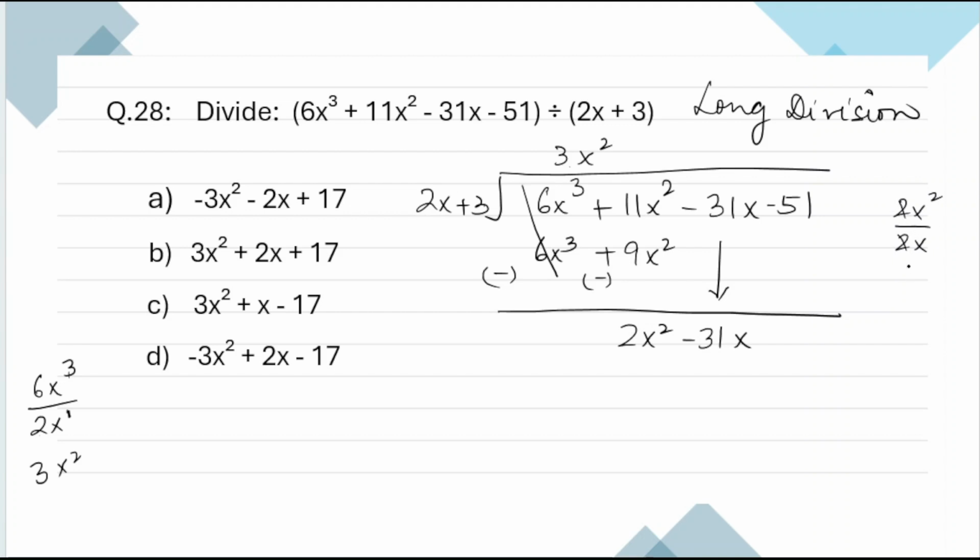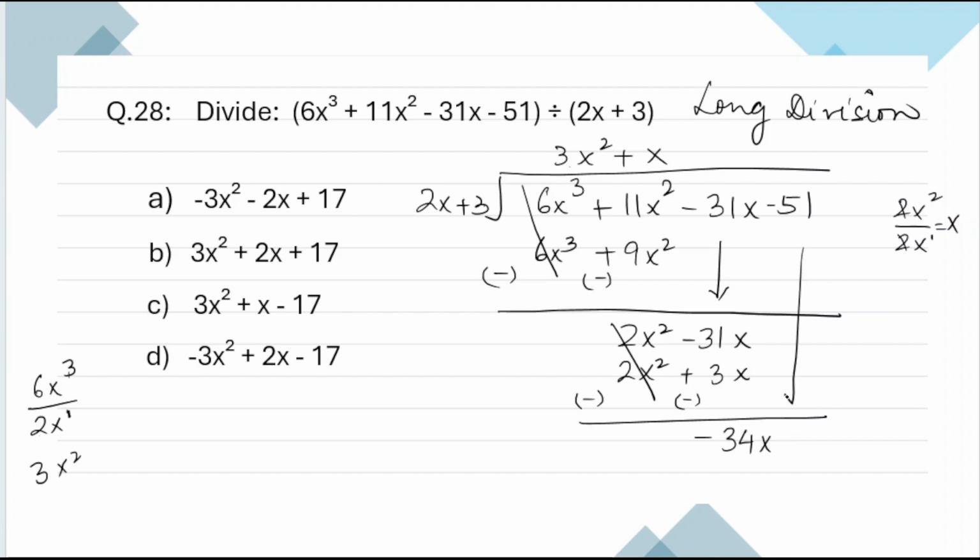So 2 divided by 2 is 1, x square divided by x is x. So my next term is x. Now multiply this x with both these terms. So 2x with x is 2x square, 3 with x is plus 3x. Now subtract, change the signs. 2x square minus 2x square is 0. Negative 31 minus 3 is negative 34x. And now bring negative 51 down.